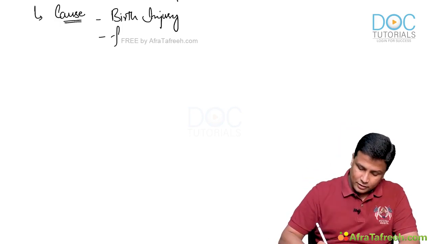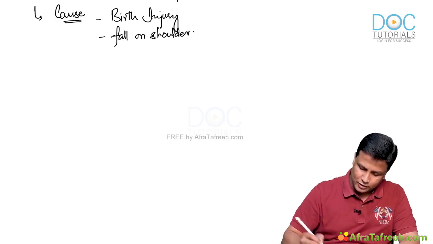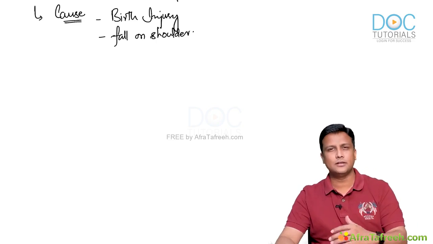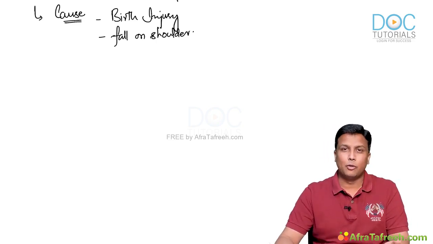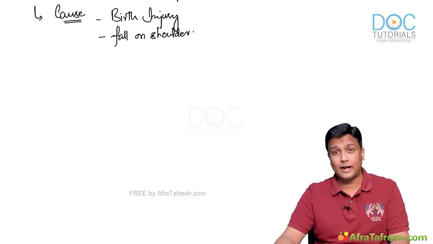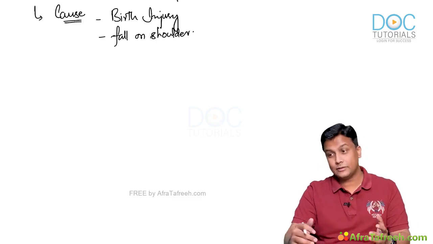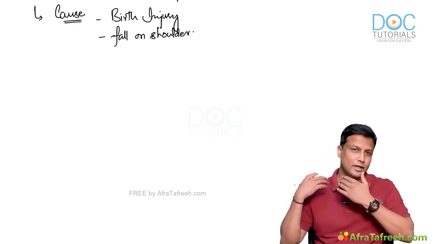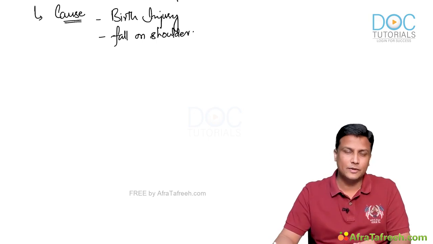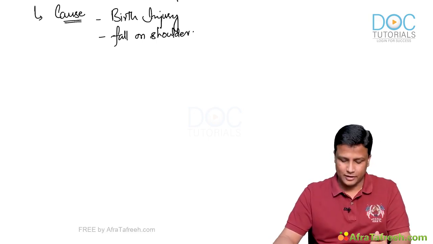One more reason for Erb's paralysis will be fall on shoulder. Sometimes, players, like football players and cricket players, they'll be falling very randomly. And when they fall down very randomly, sometimes they'll be falling on the shoulder. And again, the same reason, there's an overstretch between the head and the shoulder, injury to the upper trunk, guys.